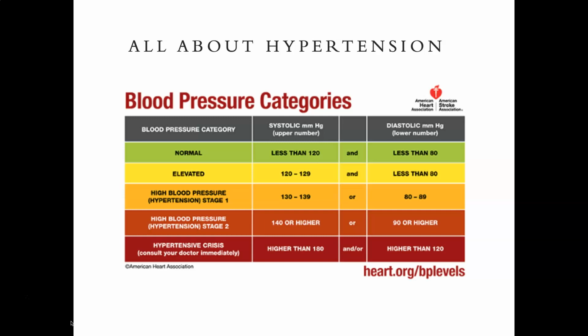You can see here normal is 120 over 80, less than both of those. Elevated is above that. High blood pressure or hypertension stage 1 is above that. High blood pressure, hypertension stage 2 is even higher. And then hypertensive crisis. This is the kind of thing that you want to head straight to an emergency room for because you're going to need some significant treatment. It's very, very serious.